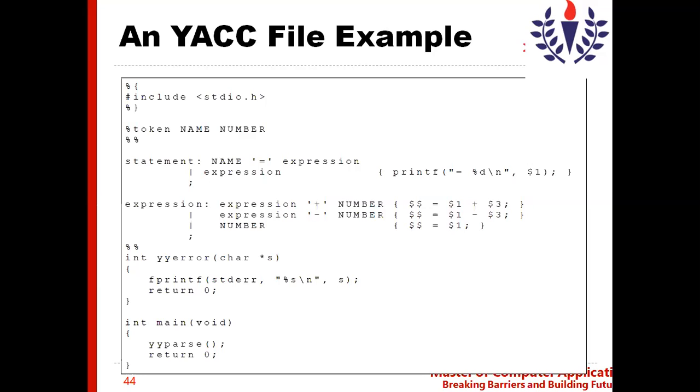The next one is the rule section. After the rule section, you can see the user subroutine section, wherein you can have the main function as well as some other functions. For example, here you can find yyerror. yyerror is called whenever the grammar is not satisfied. In yyerror, we can print the statement or string, whatever you want to display. In the main function, the function which has to be called is yyparse.